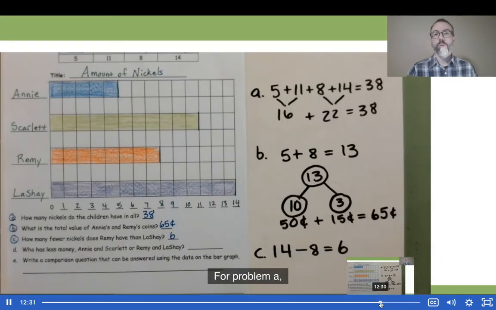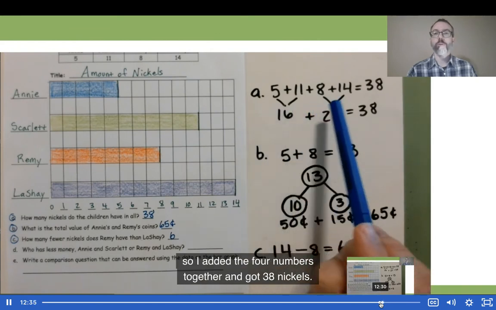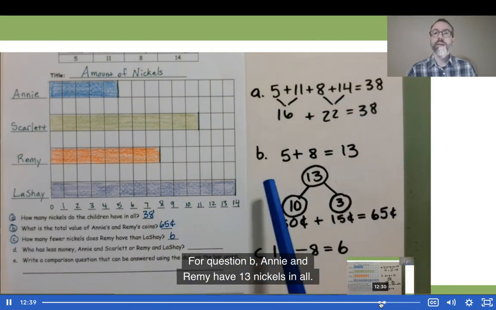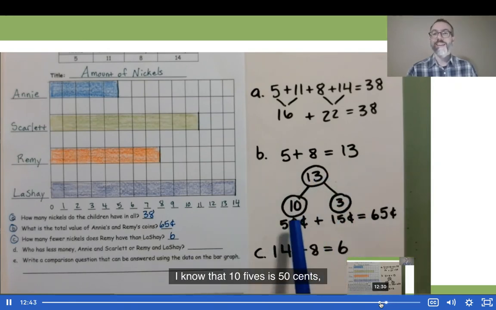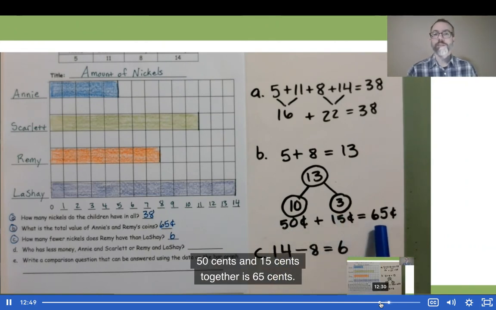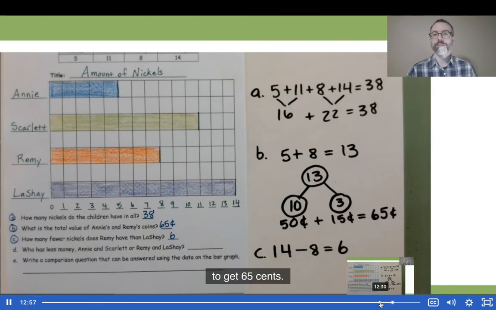For problem A, again, I was asking for the total number of nickels, so I added the 4 numbers together and got 38 nickels. For question B, Annie and Remy have 13 nickels in all. I know that 10 fives is 50 cents and 3 fives is 15 cents. 50 cents and 15 cents together is 65 cents. You could have also just counted by 5 cents 13 times to get 65 cents.